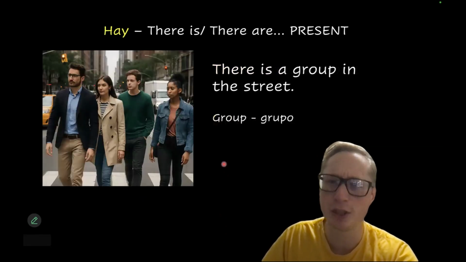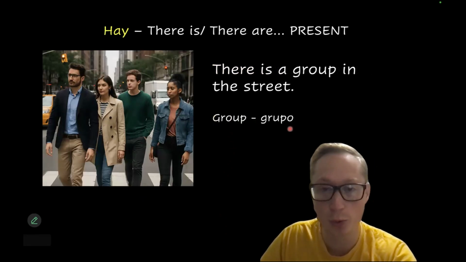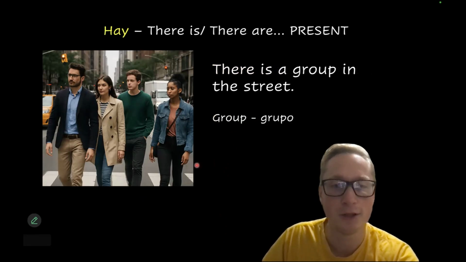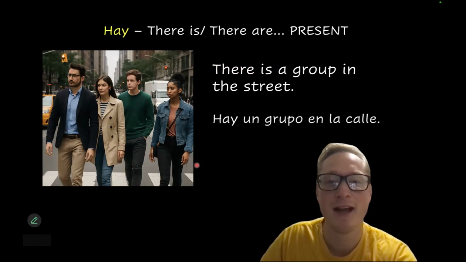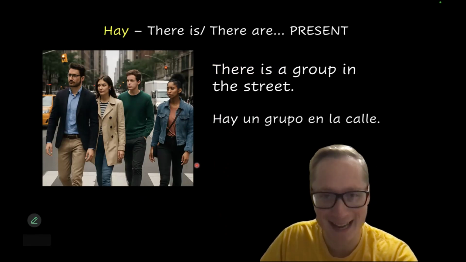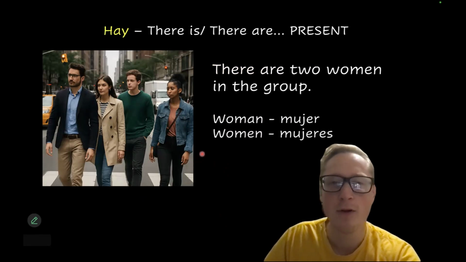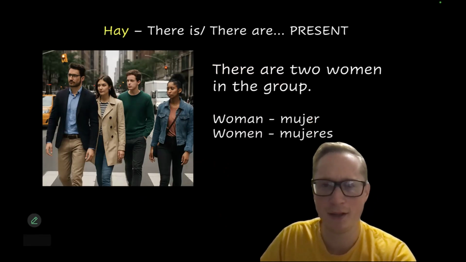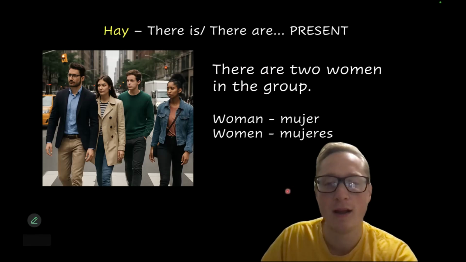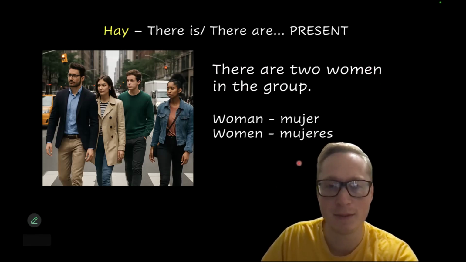What about there's a group in the street? Group in Spanish is el grupo. Go ahead and try to translate this. Hay un grupo en la calle. What if we were to say there are two women in the group? We're saying there are. How would we translate this? Now, woman in Spanish is la mujer, but women is las mujeres. So how would we say two women? There are two women in the group.